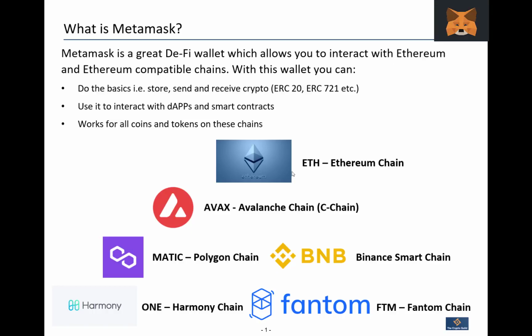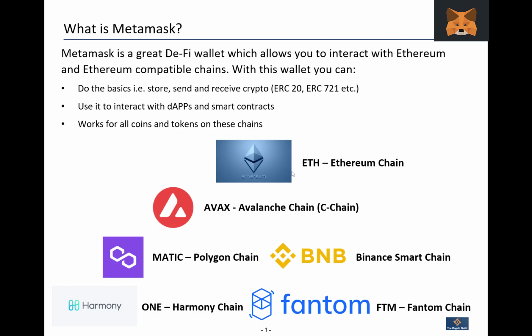Alright guys, let's start out by first understanding what is MetaMask. So MetaMask is a great DeFi wallet which allows you to interact with Ethereum and Ethereum compatible blockchains, right? So with this wallet you can do obviously the basics, right? Store, send and receive crypto. Anything that works on Ethereum defined standards such as ERC20 or ERC721, which is really for NFTs, right? You can obviously use it to interact with dApps and smart contracts, and it works for all coins and tokens on these various Ethereum compatible chains.